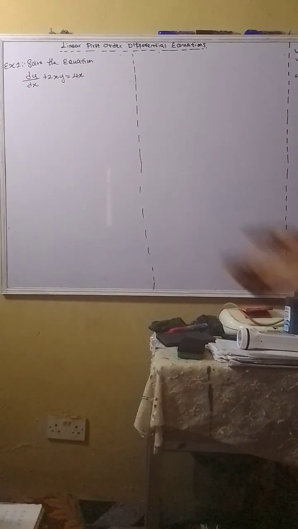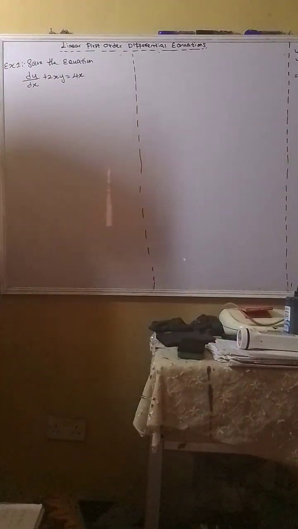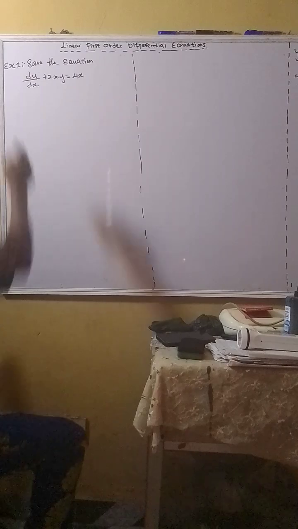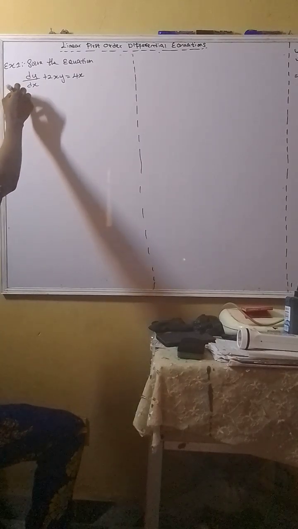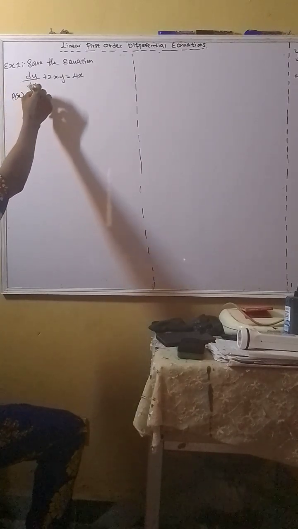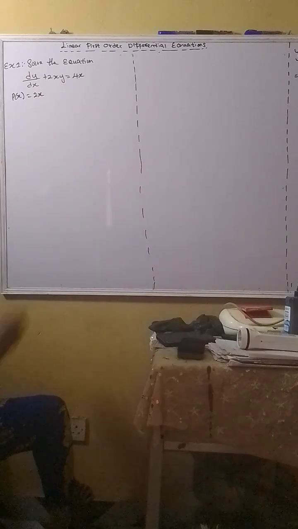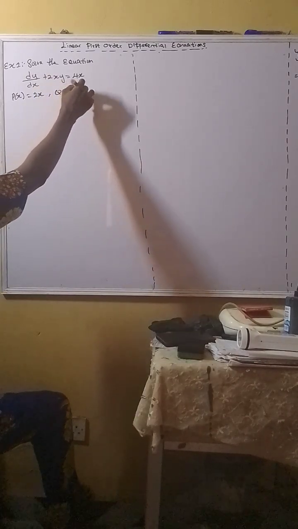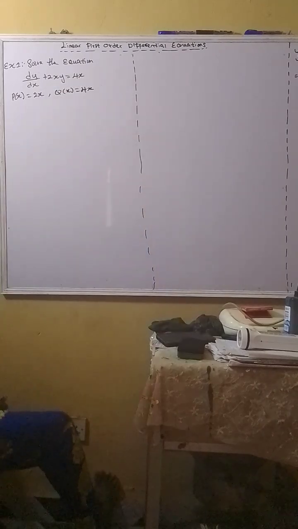Alright, so this is the first example, and we've gotten an equation which is much clearer. Always our first step is we look for the function of p and the function of q. We know that the function of p at this point is 2x, following the equation, and the function of q is equal to 4x.